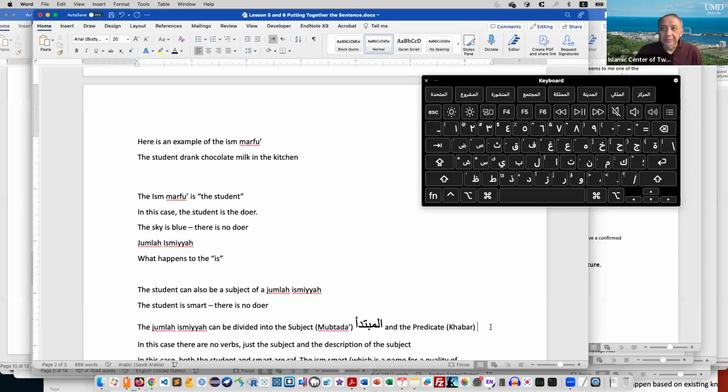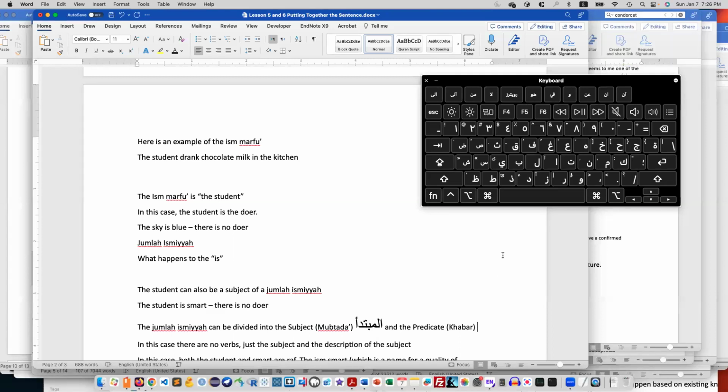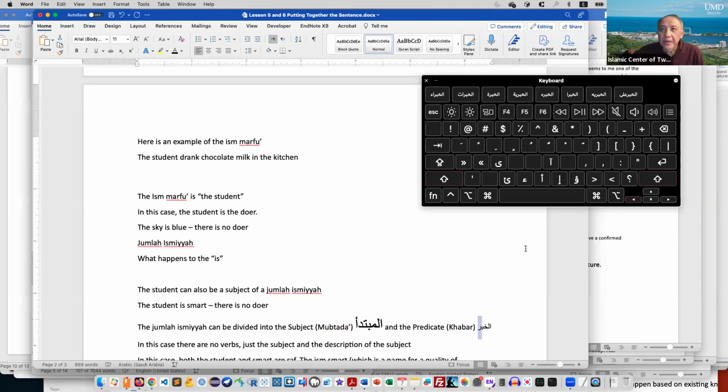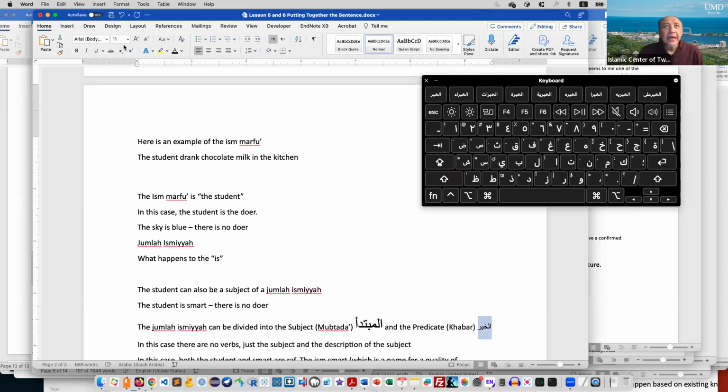Al-mubtada. What about the khabar? Al-khabar. Okay, let's see if we can write that. Who wants to go? Al-khabar. Yep. Al. Don't forget al. And then kha, ba and ra. Okay, al-khabar. Actually, that's not what it looks like. I missed the kha, al-khabar. So it should be kha, ba, and ra. There we go. Make that bigger. And that's what it is.